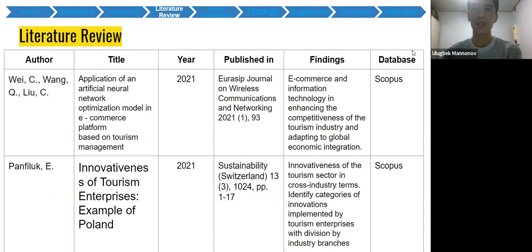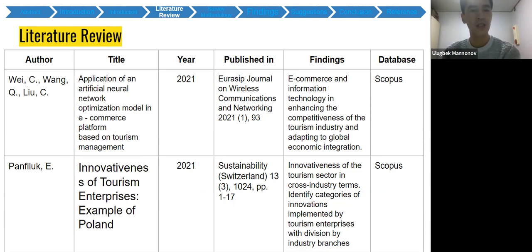Our first article is application of an artificial neural network optimization model in e-commerce platform based on tourism management, which is published in Eurozip Journal on Wireless Communication and Networking in 2021. This is a Scopus article, and this article is about e-commerce and information technology in enhancing the competitiveness of the tourism industry and adapting to global economic integration.